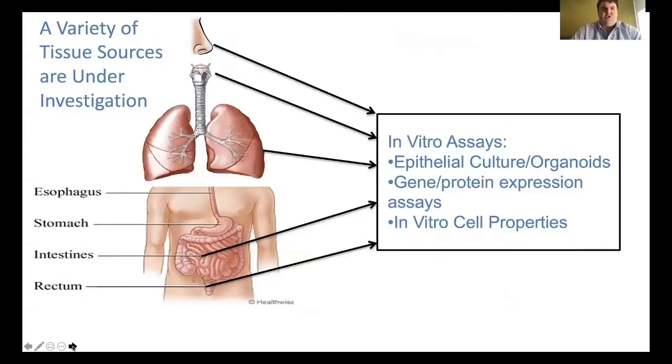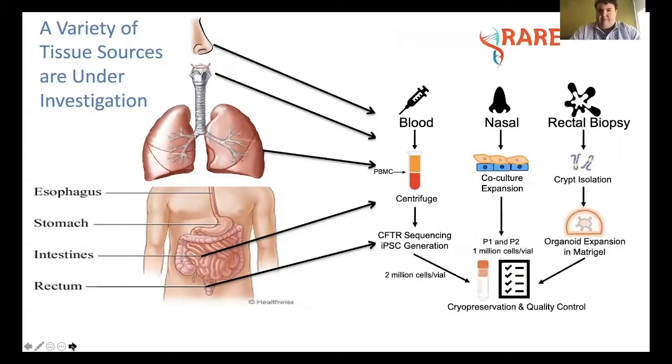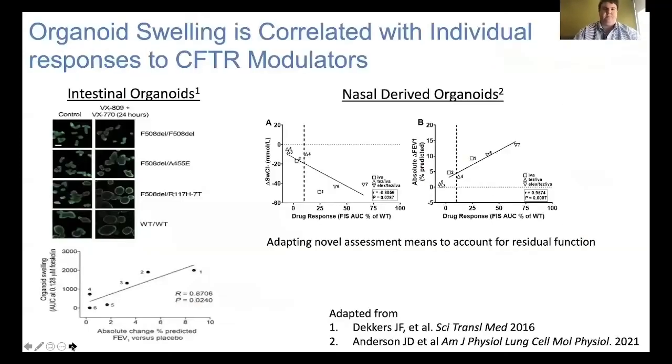A variety of tissue sources are under investigation, including multiple studies, including one which I had the pleasure of co-leading, the RARE study, which is looking at blood-derived iPSC cells, nasal cells for planar culture, and rectal biopsy for development of organoids, all of which are going into cryopreservation for future study for this type of investigation at the CFF lab under the direction of Martin Mensa.